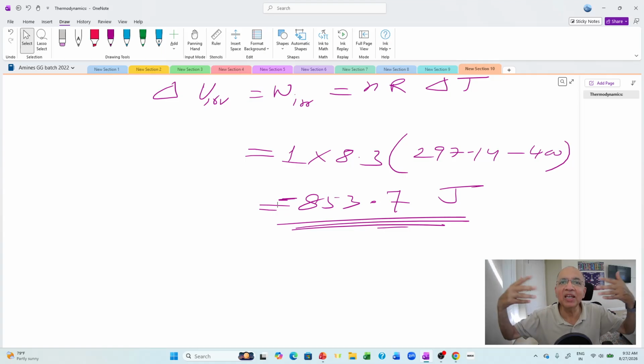Tomorrow we shall begin with, because the first law is over, 3-4 problems or objective questions from NEET of the last 3 years. I have selected, and also JEE, involving only the first law, no entropy, no free energy, nothing.